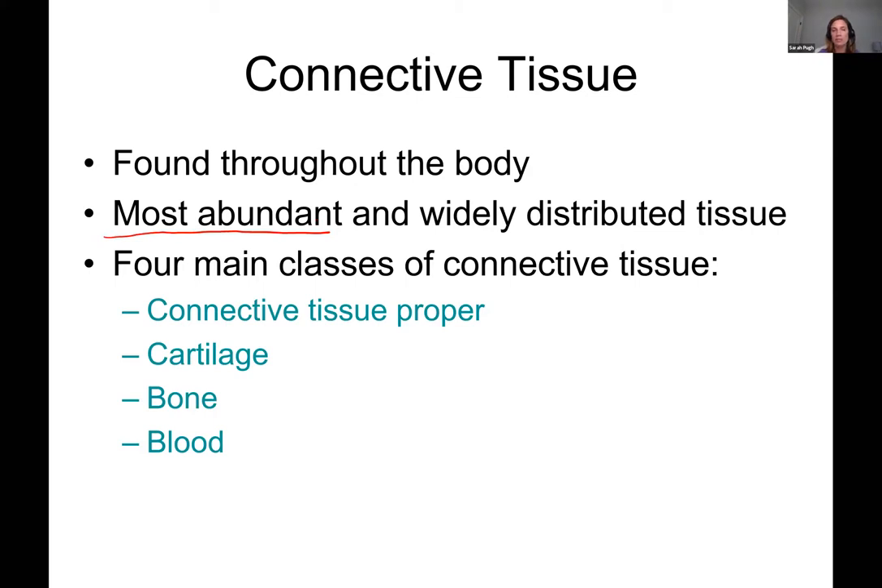It's widely distributed. And there are four main classes: connective tissue proper, cartilage, bone, and blood. So connective tissue proper would be things like tendons and ligaments, right? This is just an example. Cartilage, bone, and blood. Which of these four things is not like the other? Blood. Yes, blood, right? So a lot of times, and if you've read your book, you may have seen this in your textbook, blood is sort of an atypical connective tissue, right?